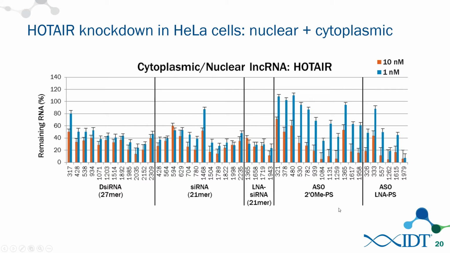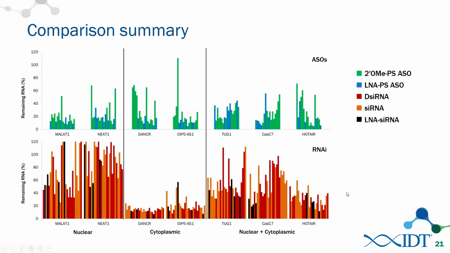The last dual localized long non-coding RNA we looked at was HOTAIR. Again, it gave a very similar story. This one was a little bit easier to knock down with the RNAi reagents. Most of them gave probably about 60% knockdown, some up into the 80% knockdown. Again, we saw the plateauing effect, where for the antisense oligos, they didn't work as well at the 1 nanomolar dose, but at the 10 nanomolar dose, we found several active sites.